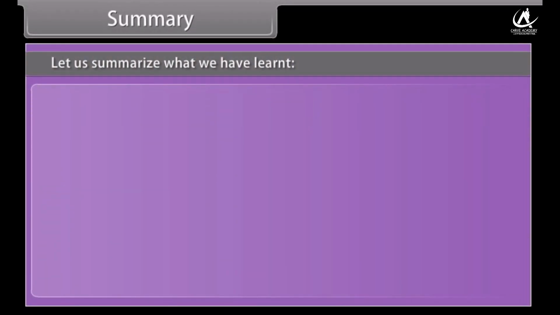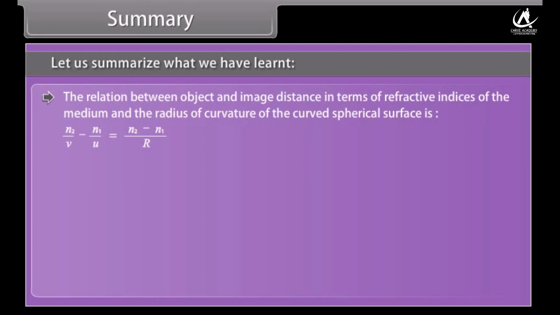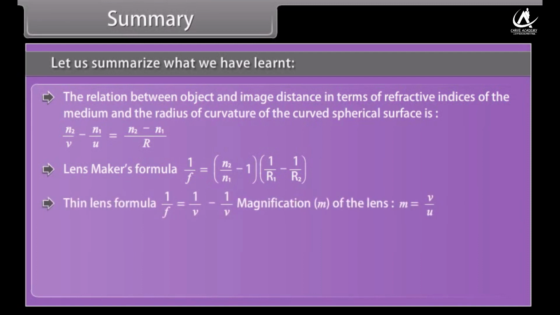Summary. Let us summarize what we have learned. The relation between object and image distance in terms of refractive indices of the medium and the radius of curvature of the curved spherical surface is n2 by v minus n1 by u is equal to (n2 minus n1) by R. Lensmaker's formula is this. Thin lens formula is this.